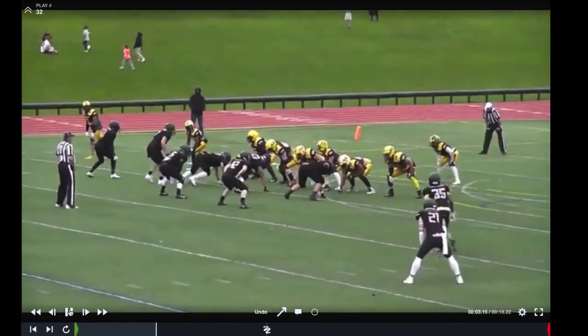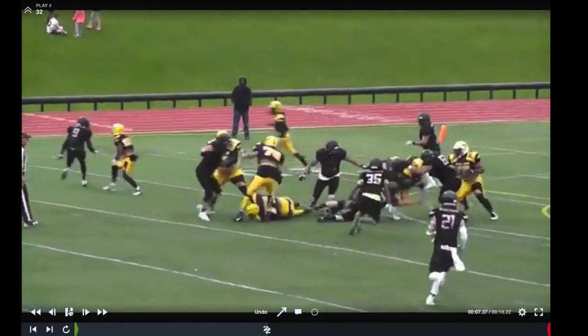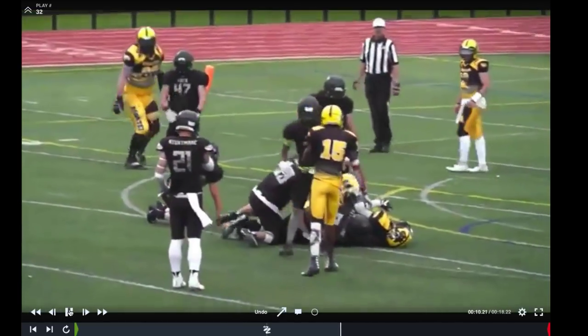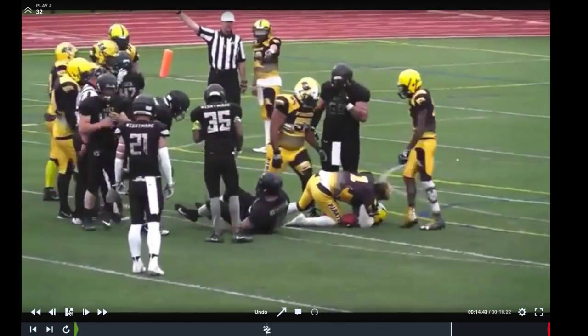Play 18 here. It's not a face mask. Guy's making a tackle, grabs up high, you could see. Definitely an awkward play, but if we got this, I would definitely support it. You see he has to adjust his helmet there. Definitely got something. It was not intentional.